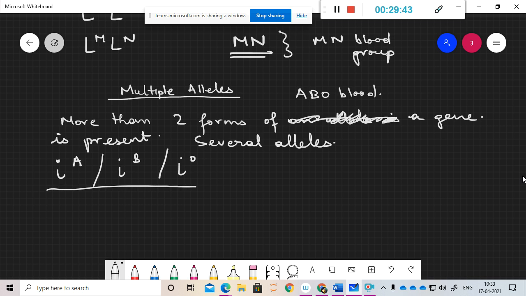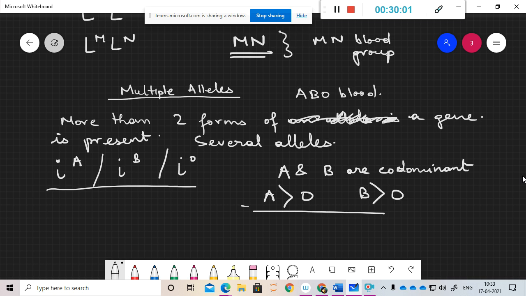In this case, A and B are codominant. A is dominant over O and B is dominant over O. So this is known as multiple alleles.